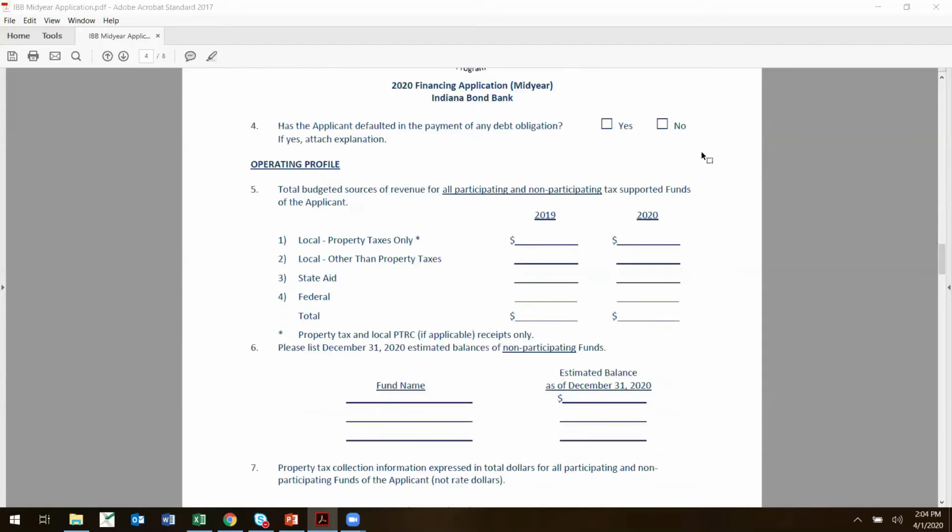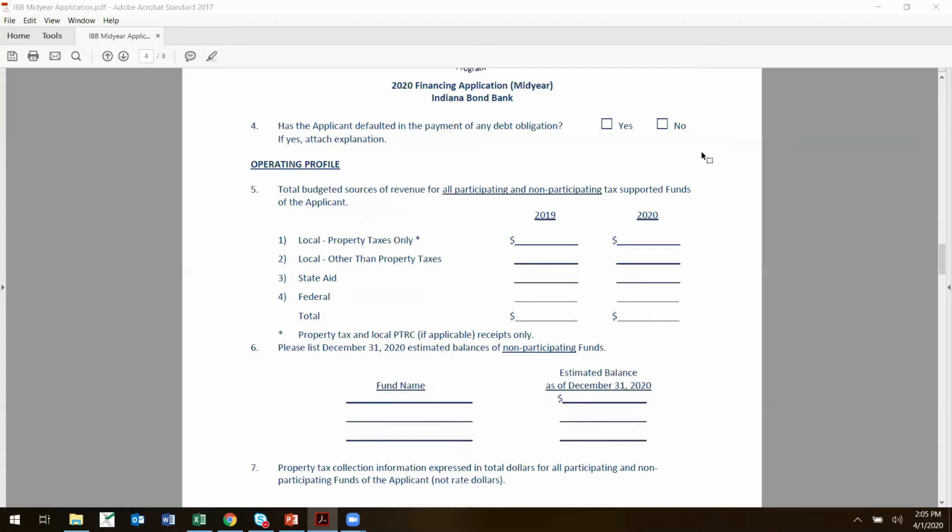Questions at the top, a lot of these are kind of yes, no questions. Have you ever had a default? Really just making sure we understand where you guys are. Looking at your budgeted sources of revenue, a lot of this you can pull from your fund report or your 1782 to help answer.